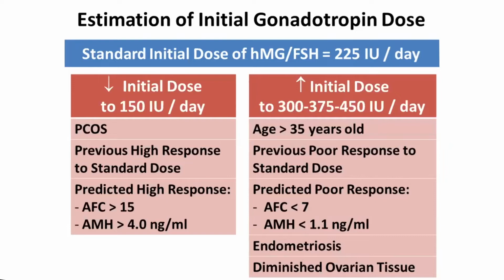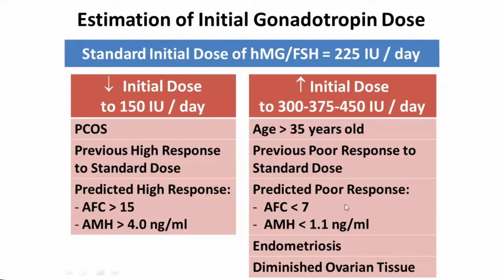On the contrary, if the patient is above 35 years old, if she had previous poor response to the standard dose, if she has intrafollicular count below 7 or AMH below 1.1, if she's known to have endometriosis or diminished ovarian tissue, it's preferable to increase the dose to 300, 370, or even 450 international units per day. This means 4 ampoules, 5 ampoules, 6 ampoules per day.